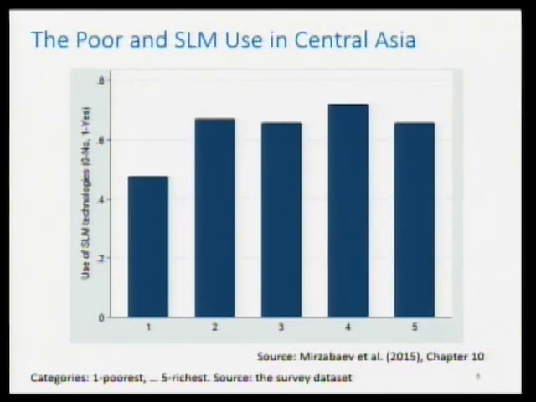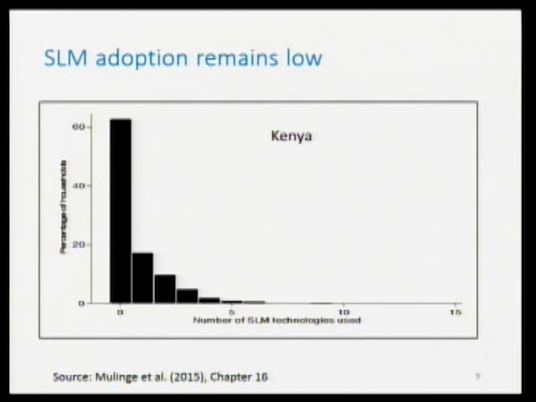But when you come to the adoption of sustainable land management practices, you see the situation is almost opposite. The poor adopt the least among the other socioeconomic categories of agricultural households. And the adoption rates remain low, unfortunately, across many countries. For example, in Kenya, you can see that 60% of households do not adopt any, not a single SLM technology.